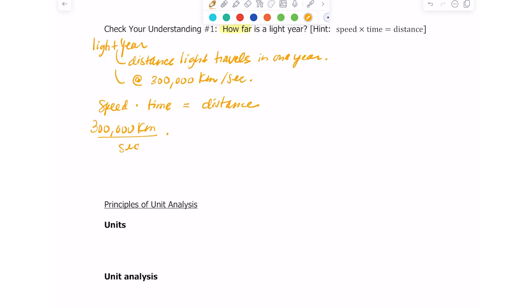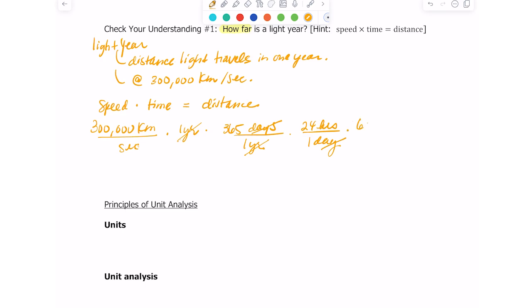Well, since I'm looking at how far light travels in a year, I'm going to multiply by 1 year. And I still can't cancel years and seconds yet. So what do I know about a year? Well, I know that there's 365 days in 1 year. So that's going to allow me to cancel the years out. Now I need to somehow cancel days and seconds out. So what else do I know? Well, I know that in a day there's 24 hours. So I can cancel the days out. I'm getting closer and closer.